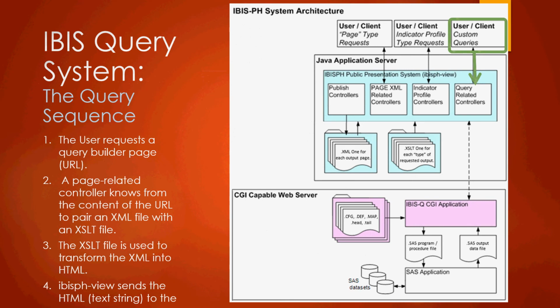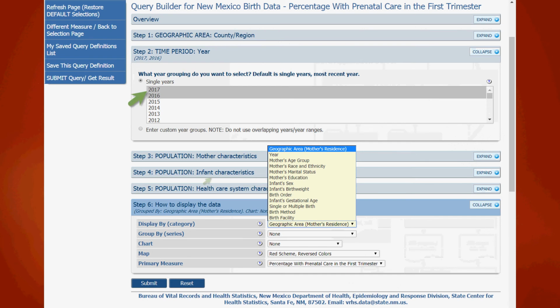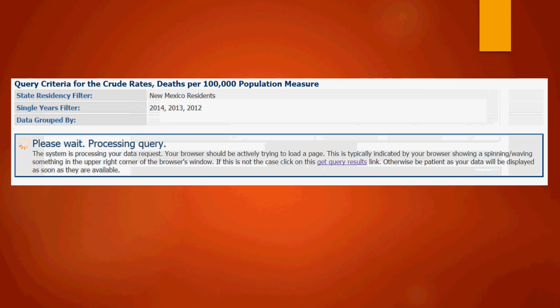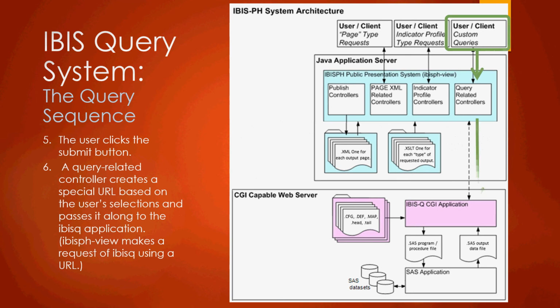So here is the query sequence again. The client sends a request. The IBIS-View application knows from the URL what kind of a request it is, and they pair up the XML and XSLT and send the HTML to the user. So here's a query builder page where the user filters the data to years, selects to cross-tabulate by geographic area, and submits the query. And then the query is processing, and here's what's happening there.